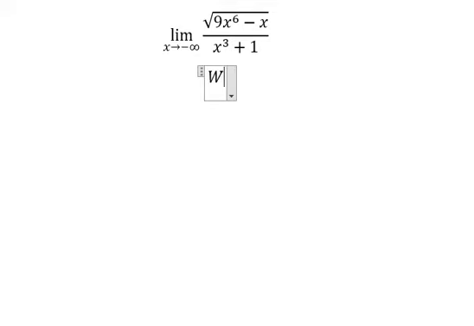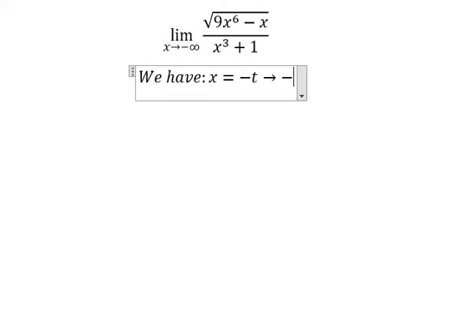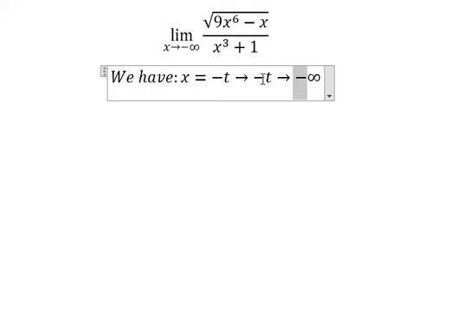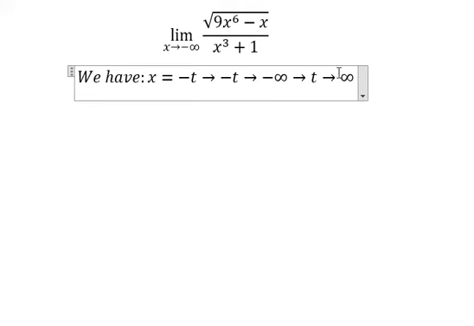So we need to change x into negative t. So because x changes to negative t, negative t approaches negative infinity. Now because we have the negative sign, we can simplify for both sides. And we have t approaching positive infinity.